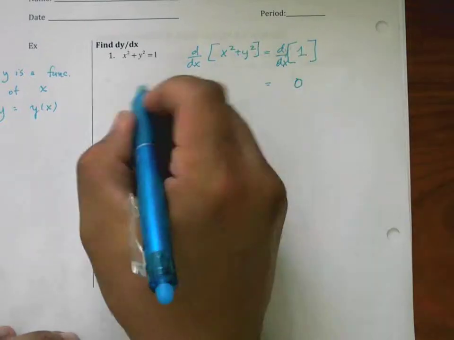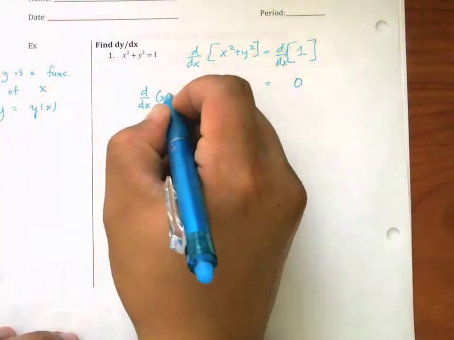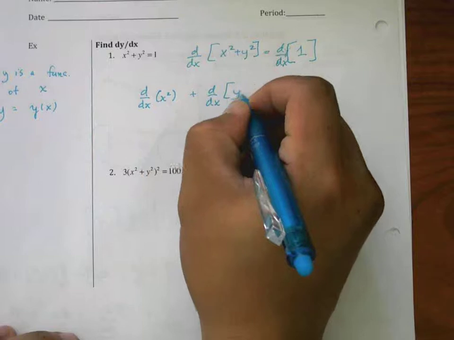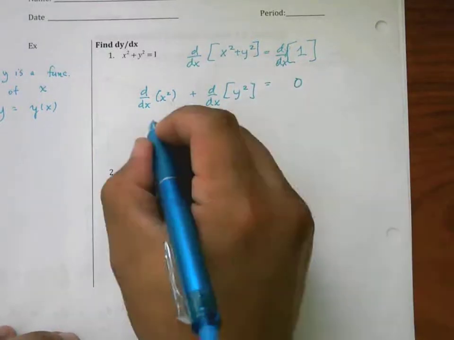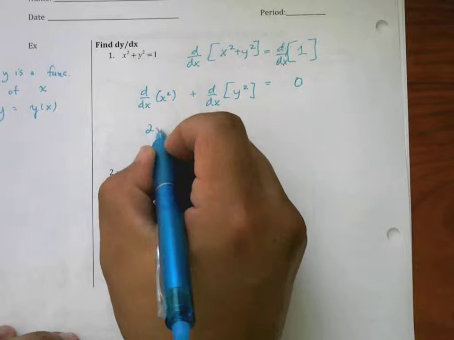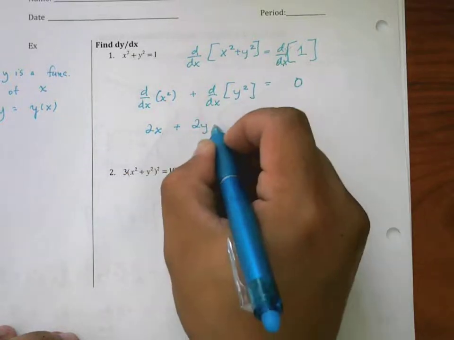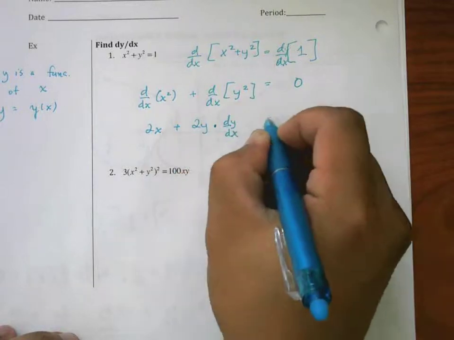Over here, we're taking the derivative with respect to x of x squared plus the derivative with respect to x of y squared, remembering that y here is a function of x. Okay. So this derivative is just 2x. This derivative is 2y times the derivative of the inside function, which is dy dx, and that's equal to 0.